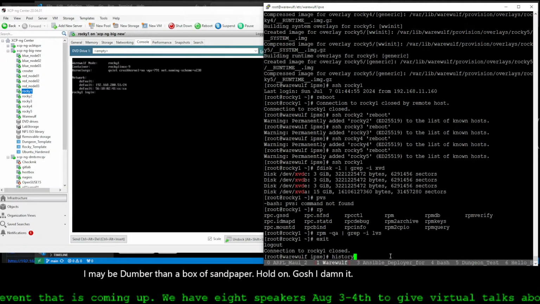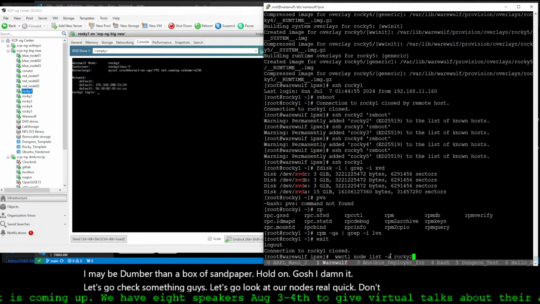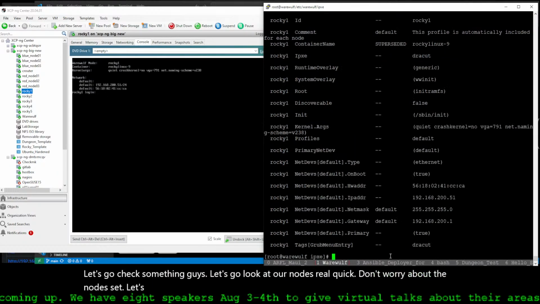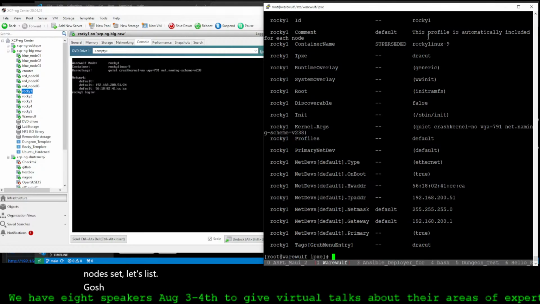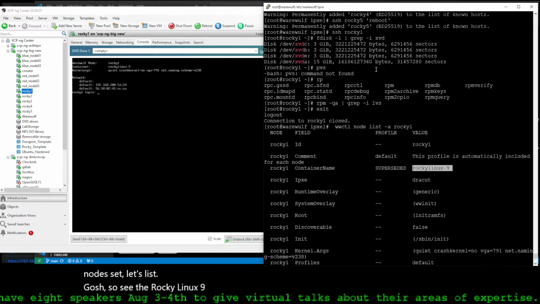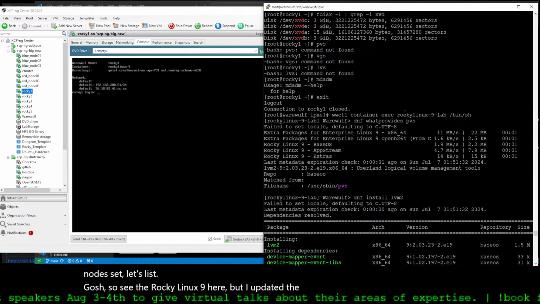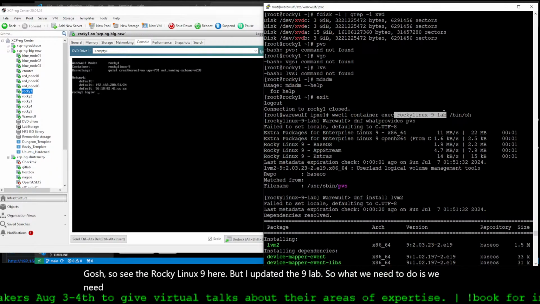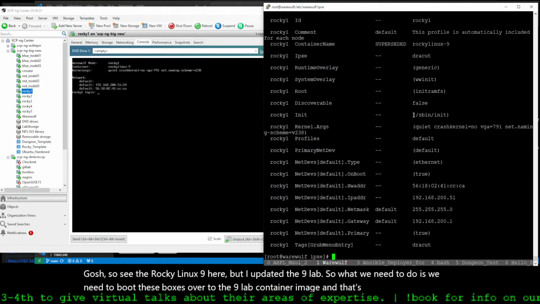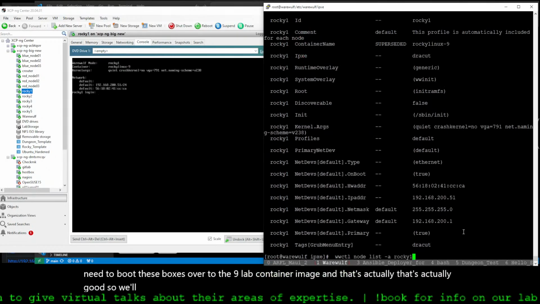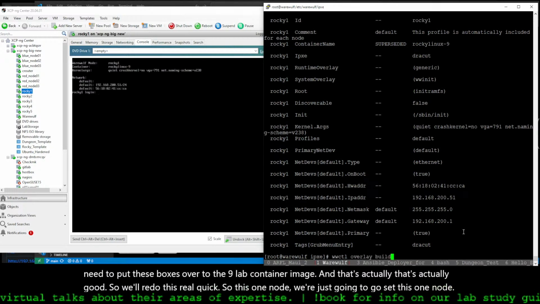Let's go check something, guys. Let's go look at our nodes real quick. Don't worry about the node set. Let's list. Oh gosh. Well, so see the Rocky Linux 9 here, but I updated the 9 lab. So what we need to do is boot these boxes over to the 9 lab container image, and that's actually good. So we'll redo this real quick. So this one node, we're just going to set this one node to be that other image.